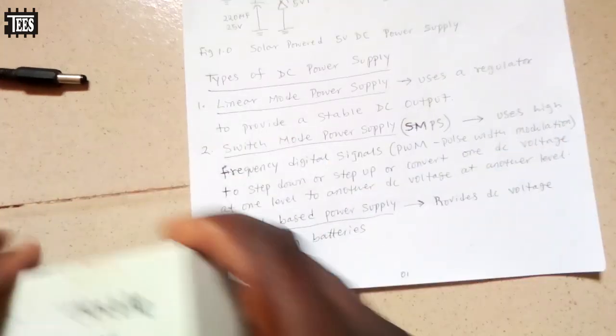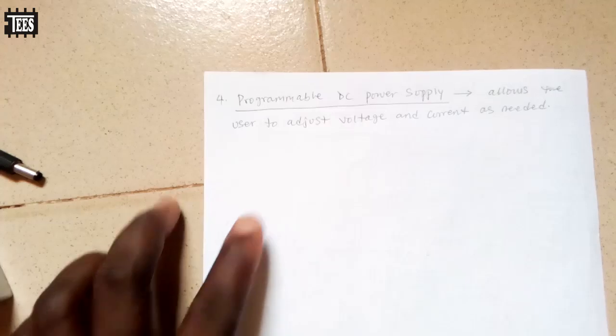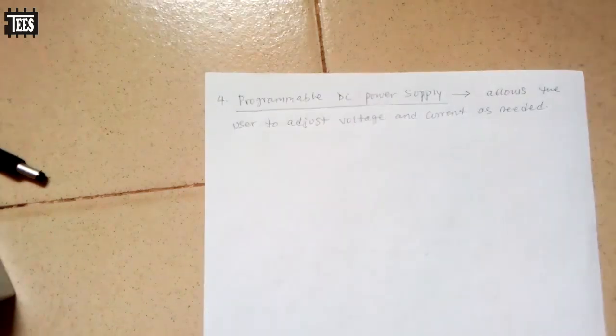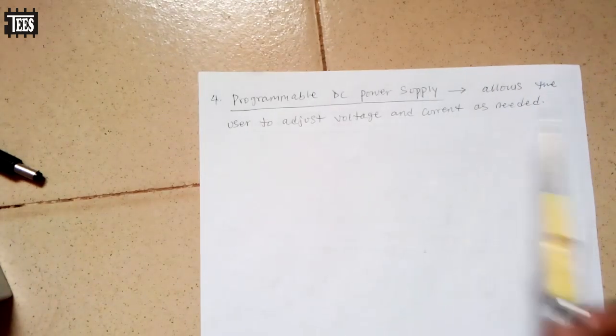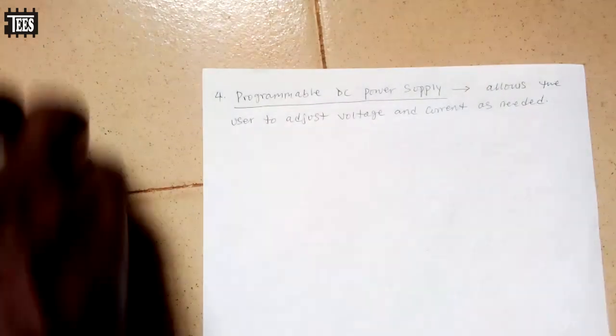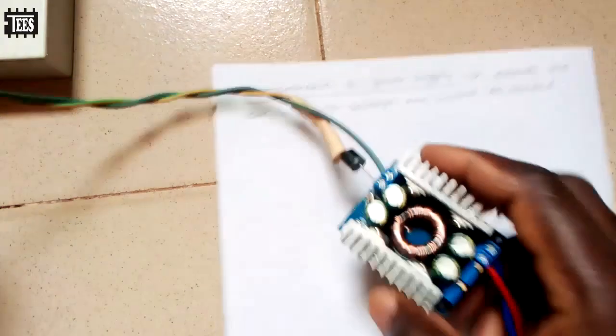You understand? So then the last one we have here is the programmable DC power supply. This allows the user to adjust voltage and current as needed. Let me show you another example of it. Look at this here.